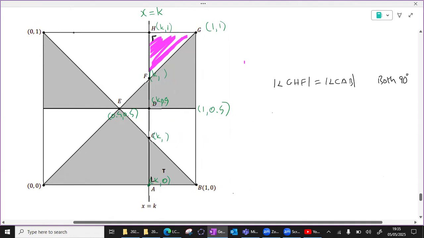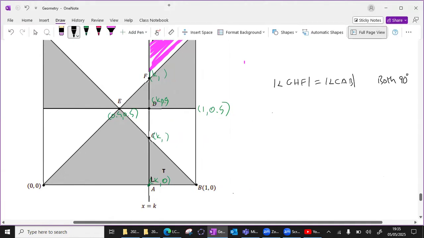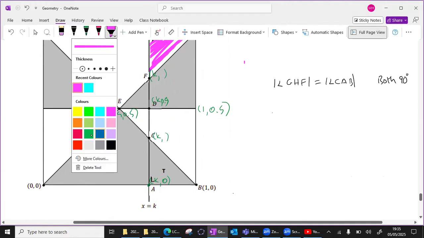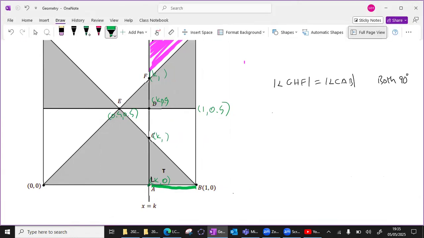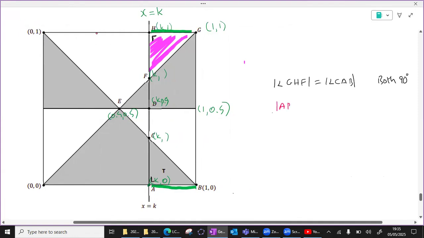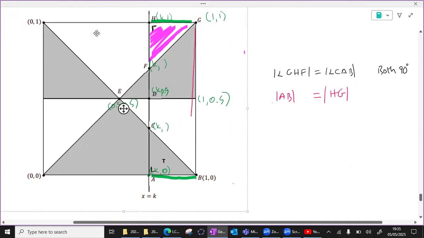They're both 90 degrees. Now, the other thing that's definitely going to be the same is, if you look at where the green highlighter is here, those two sides have to be the same. So we're saying that the distance from A to B is equal to the distance from H to G. Why is that? Well, if you think about it, this whole thing is like a giant rectangle. So opposite sides in a rectangle are the same. They are opposite sides in a rectangle.